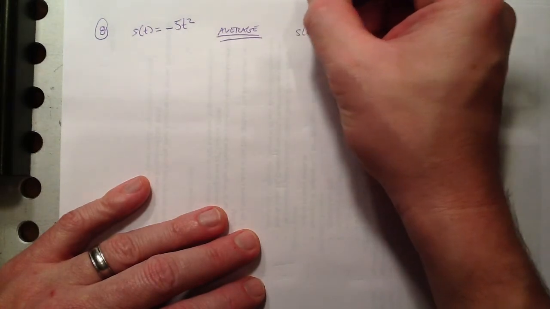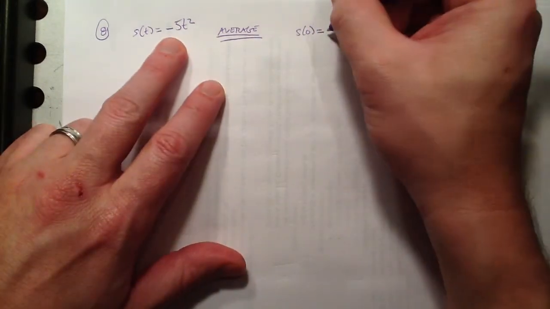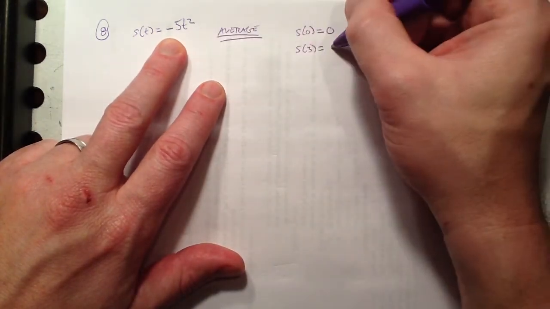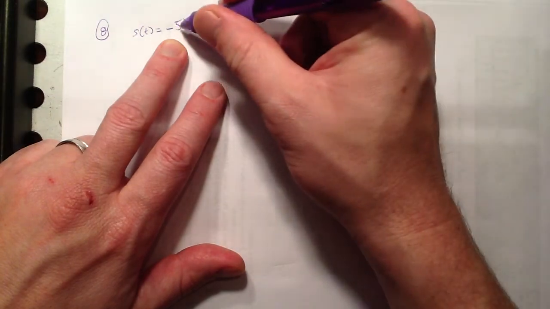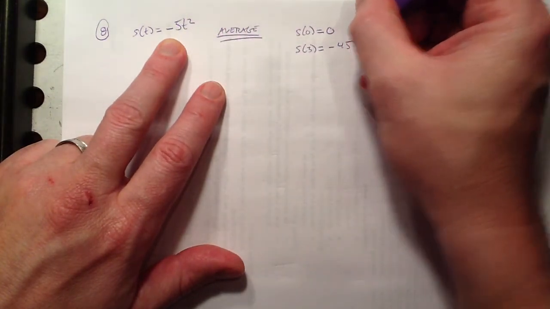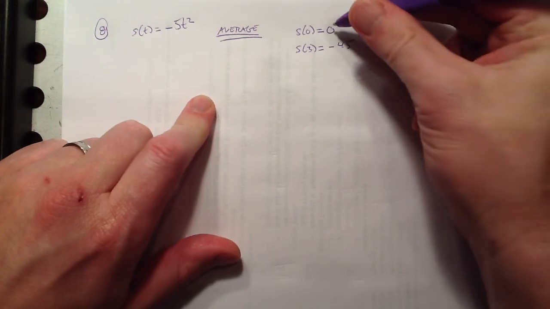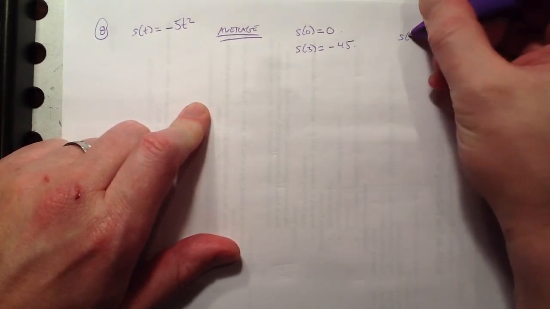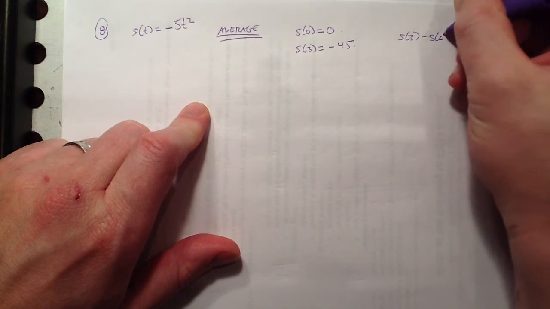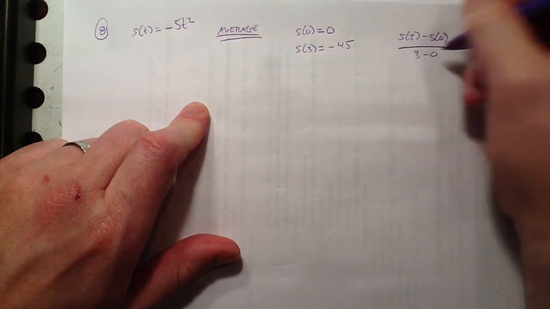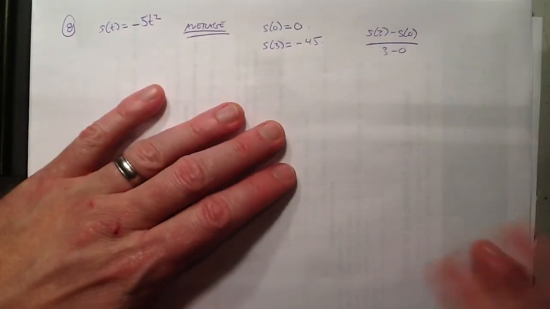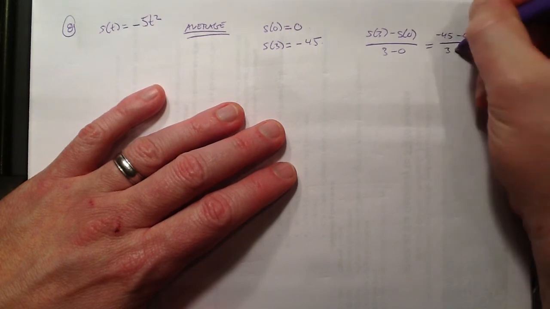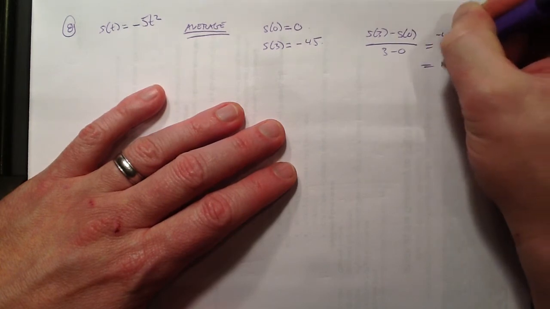So the position at time 0 is 0. Position at time 3 is negative, let's see, negative 5 times 9, negative 45. So the average velocity is s sub 3 minus s sub 0 over 3 minus 0. It's the actual slope connecting those 2 points. So that's negative 45 minus 0 over 3 minus 0, which is negative 15.